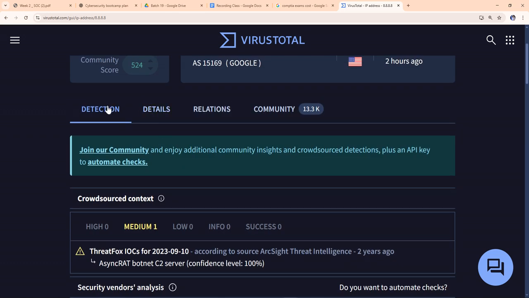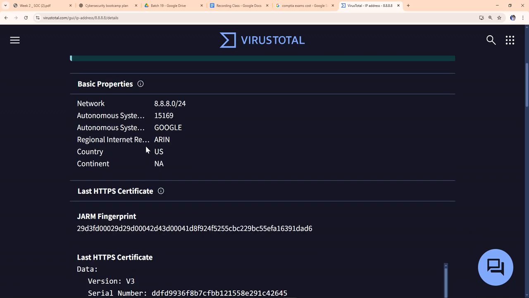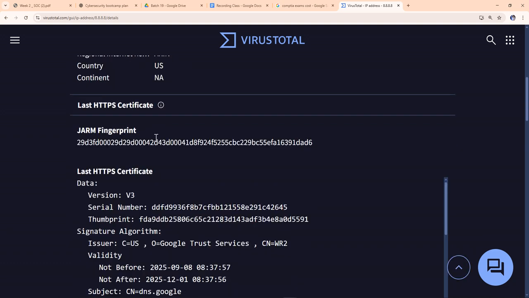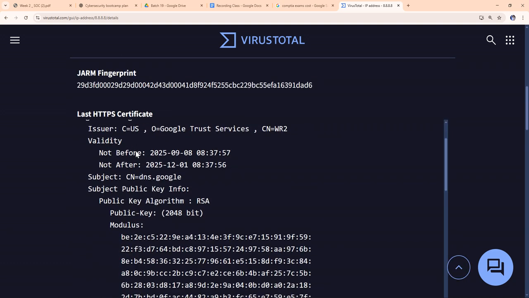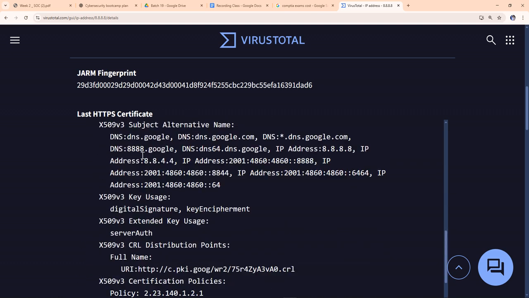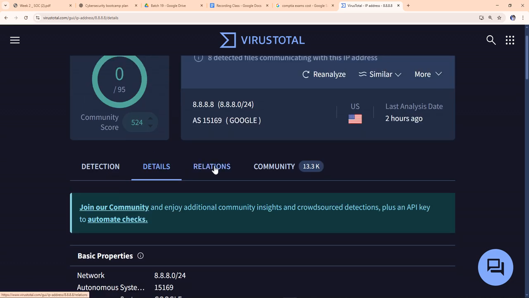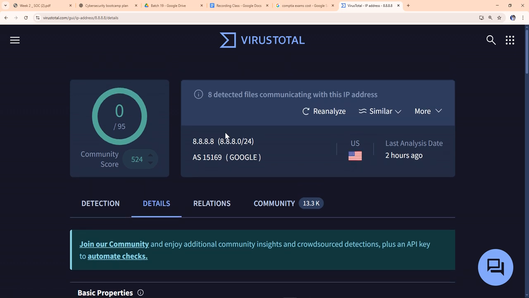So that's under detection. Then if you go to details, you also find some more information about it. Google is in USA, fingerprints, blah blah blah, public key. So these are some of the information you can find about it. Relations, community, all those things are active. And that is for Google. Google is clean.